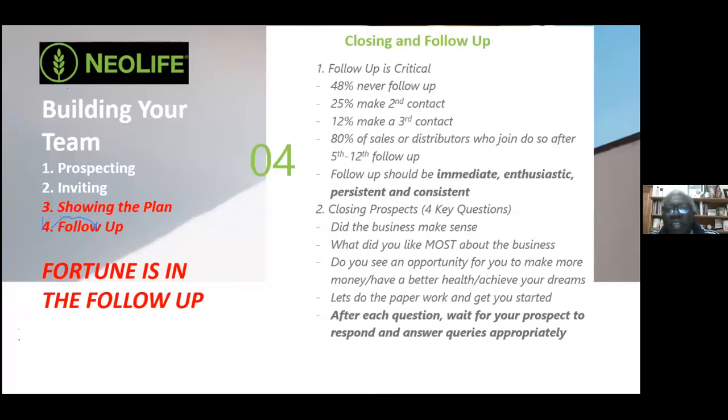25% make the second contact. That's already 73%. 12% make the third contact. That's 86%. So it means only about 14% of distributors follow up more than 3 times. And this is where we lose prospects. This is where we lose money. 80% of sales or distributors who join the business join after you followed up between 5 to 12 times.